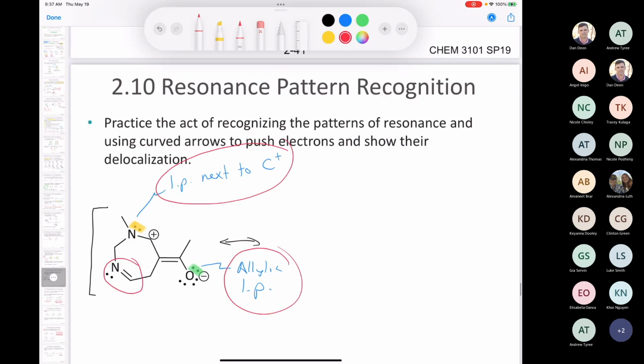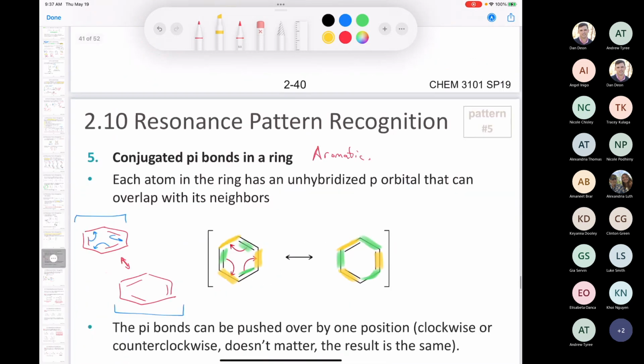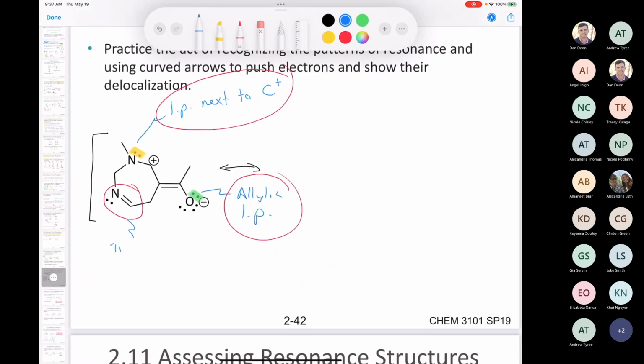It's right here. If we go back, we said that when you have a pi bond between atoms of differing electronegativity, the pi electrons are going to be attracted to the more electronegative element. So we could label that one too. We have a pi bond between nitrogen and carbon, and they have differing electronegativities. So we've recognized 3 patterns here. I'm going to erase all this because now we're going to try drawing some curved arrows. So we'll erase all of this, and let's give it a shot.